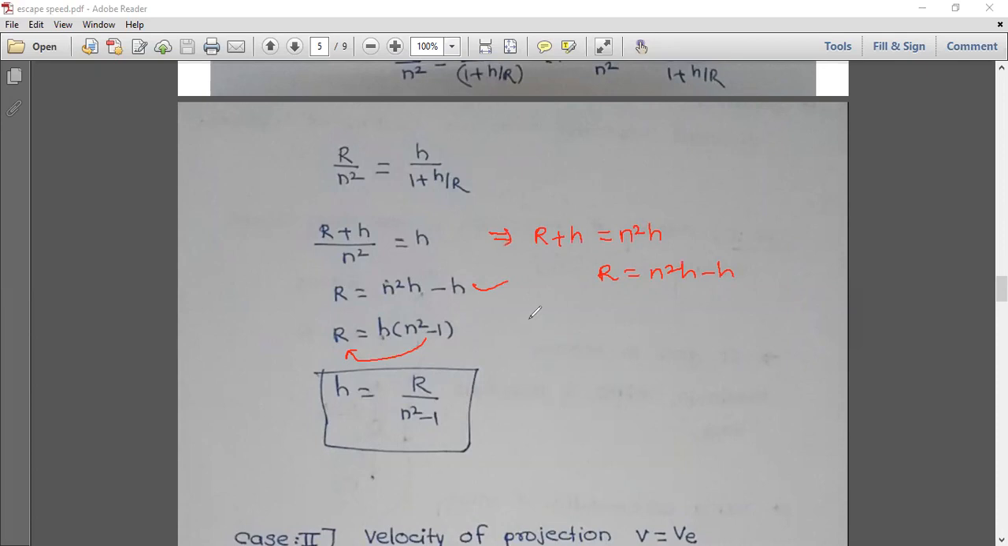Understood? This is the height reached. Okay? And keep it in mind, in the first case, the satellite will go up to a certain height and then it will fall back. Understood? Clear?